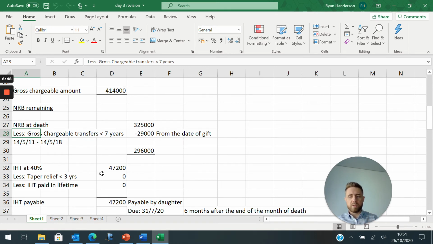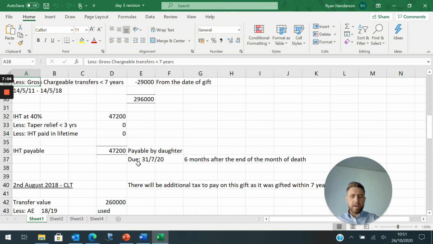Now the taper relief, of course, is how many years they have survived from the date of the gift. You have to count based on years they have survived. So again, I always say to students here, use your fingers to find the dates and to calculate the years. Very, very important. IHT payable, obviously we had to say who it was payable by and when it is due.